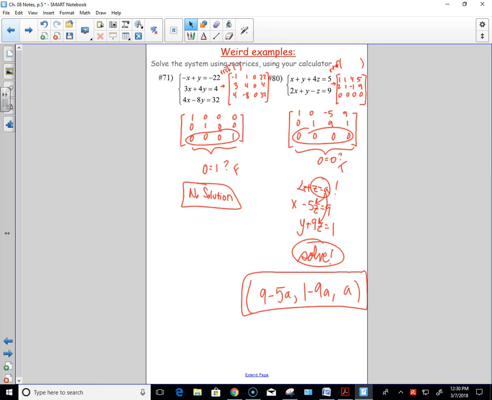Yeah. Wouldn't x equal 9 plus 5a, since the next one? Oh, I failed. Thanks, Blair. Did anybody else figure out that it was a plus?